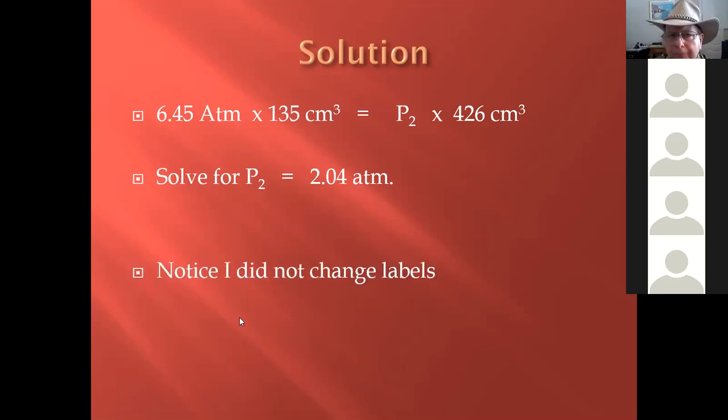Notice, guys, I didn't change the labels. As long as the label for the volumes stays the same, or as long as the label of the atmosphere stays the same, you don't have to convert them.